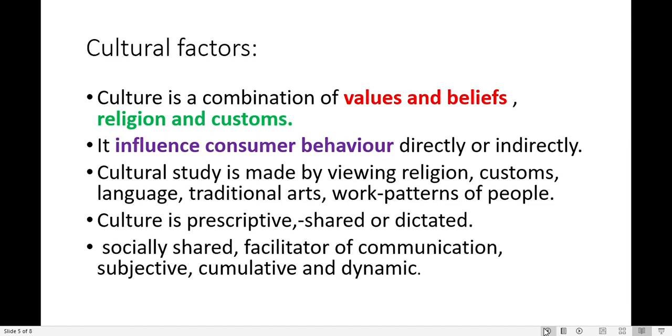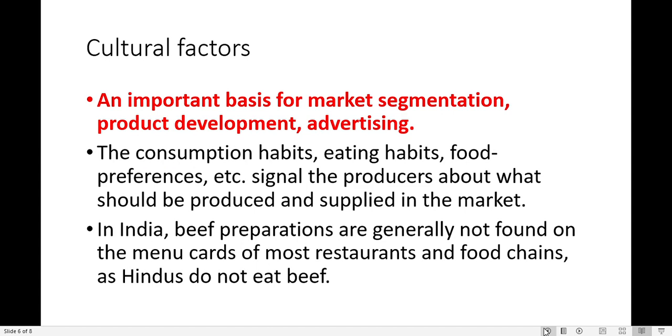Cultural factors. Culture is a combination of values, beliefs, religion, and customs. It is a major, vital factor that influences the consumer's behavior either directly or indirectly. Culture is connected with customs, with religions. What kind of language do we speak? What is our background? From where do we come? What are the traditions that are being carried out in the place? It is mostly like the prescription that is given by the doctor. It is more of a dictatorship. It has been shared and transferred from one generation to the other. So how is this culture passed on? It is passed on through communication, and it is most dynamic in its nature.